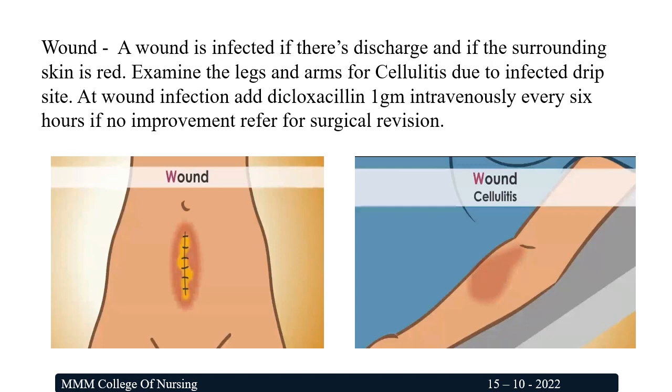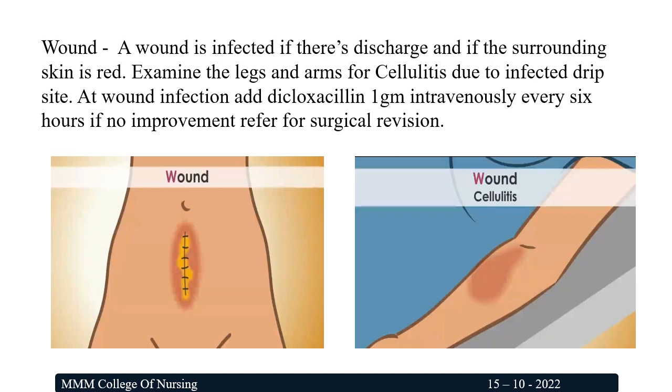A wound might be infected, and if it is infected, it's going to look unhealthy. The skin will be red and there will be some discharge. The discharge can be either serum, a clear liquid, or it can be pus also. You can also examine the legs and arms for cellulitis, because we are introducing so much IV line, right? So the IV drip site can also cause cellulitis in the legs and arms.